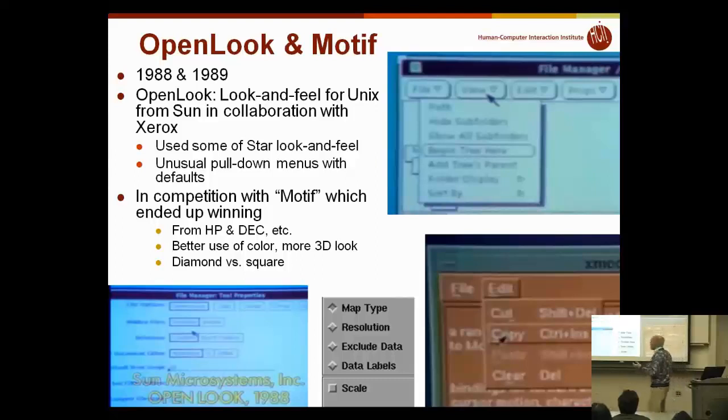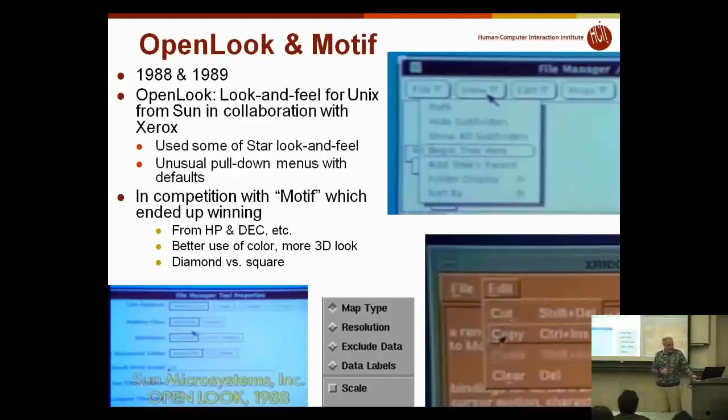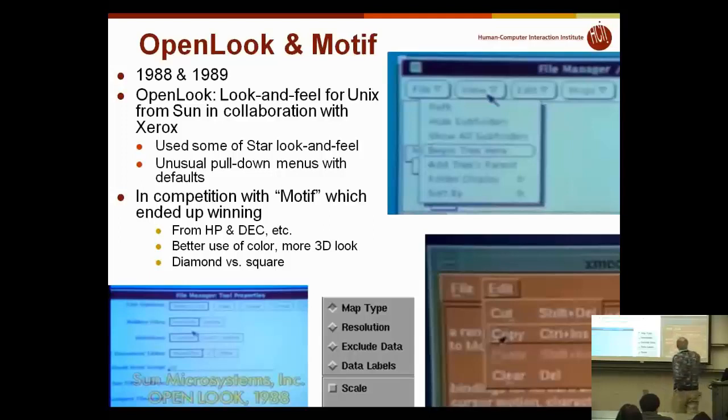Whereas at this point, remember, all these previous machines we've looked at are pretty much black and white machines. And they're just now, just in the 88 time frame, starting to be color screens. And so people are starting to think about how to take advantage of that. So this very colorful 3D look actually was the one that won. So Motif was around for a while. OpenLook disappeared really quickly. Of course, Unix pretty much disappeared as a major platform, and Motif disappeared eventually as well.